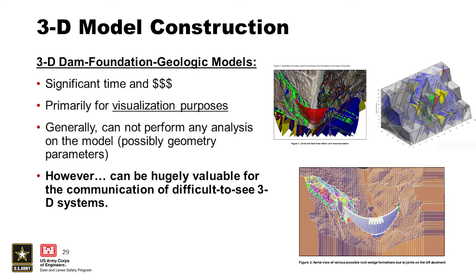So the last note is 3D models look nice and are cool, but are often quite expensive and don't actually help solve the problem. Just because some folks can't hear scan stereo nets doesn't mean they're not a valuable method for analyzing 3D wedge stability. Basically, you can do all this in stereo nets and don't have to develop the 3D model construction.